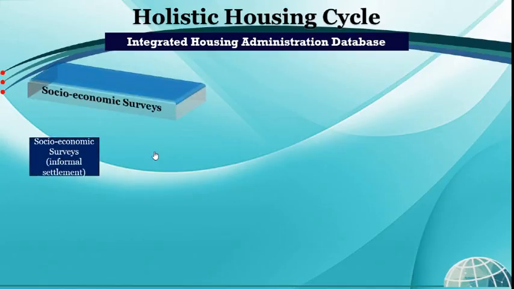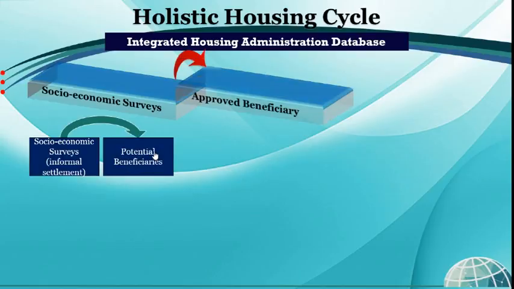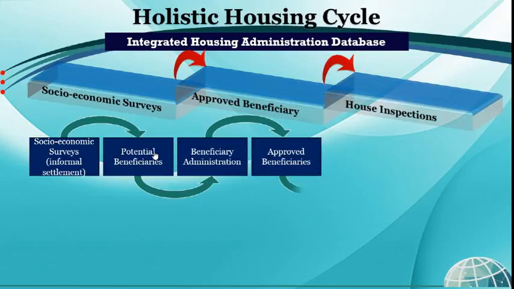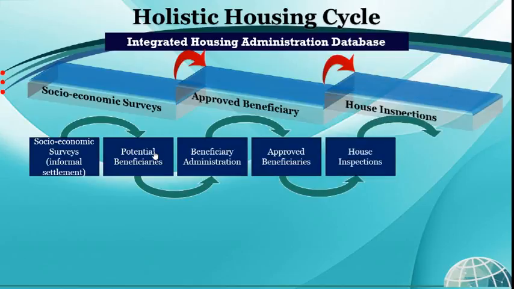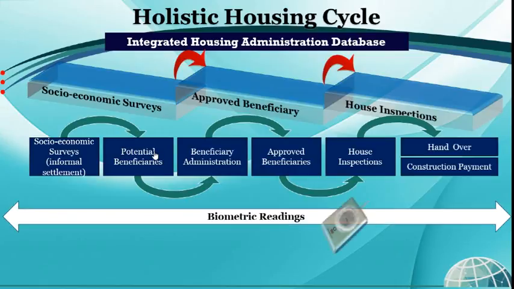From conducting the socio-economic surveys in the informal settlement to identify the potential beneficiaries, to taking down a housing subsidy application and obtaining beneficiary approved status, to conducting the house construction inspections and the handover of the correct stand to the correct beneficiary and the recording of the house construction payments, utilizing the tried and tested web-based mobile GIS solution.